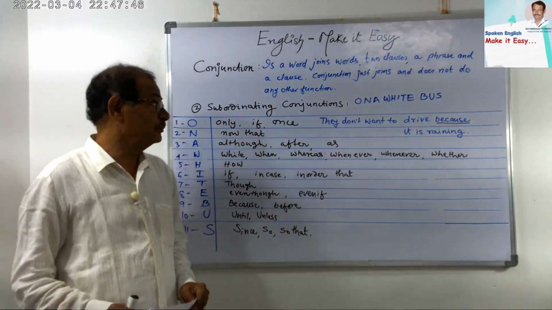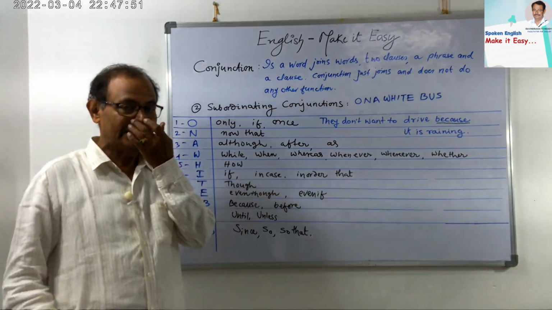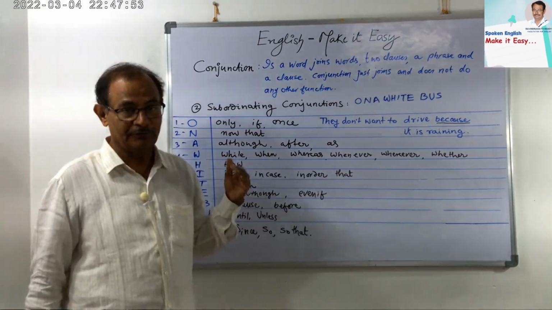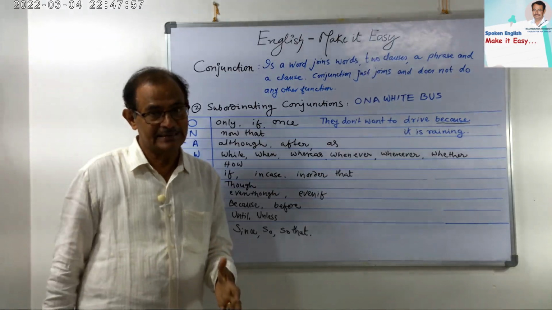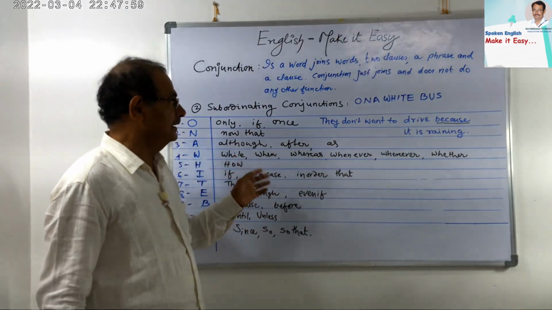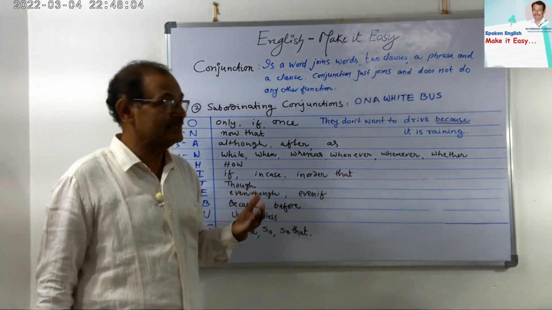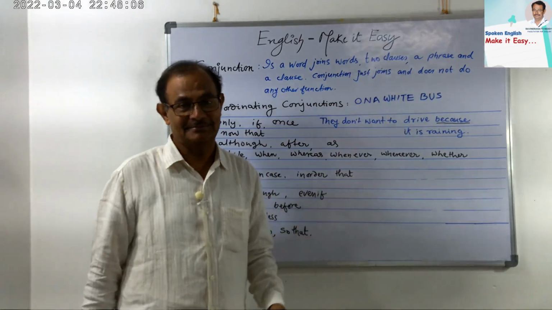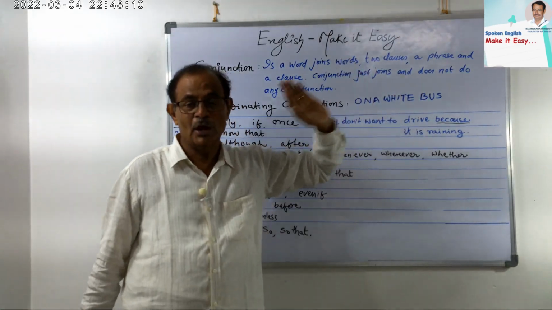Yes friends, so let us move on to the next one, subordinating conjunctions. There are three types of conjunctions. I already told you the first one was completed, and for subordinating conjunctions, let us throw light on this. A shortcut to remember all subordinating conjunctions is "on a white bus". On a white bus. Okay, on a white bus.